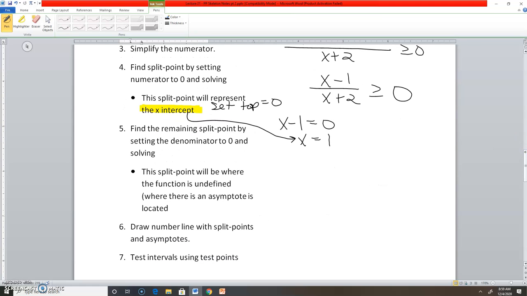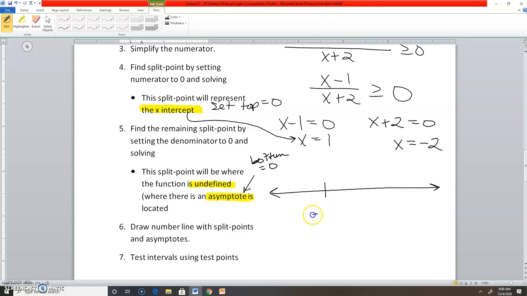Okay, scroll down a little bit more. I also, though, need to find my other split point, which is going to be where the function is undefined, which is an asymptote. And to do that, I'm going to set the bottom equal to 0. Okay, so my bottom is x plus 2 equals 0. Okay, gives me an x equals a negative 2. Okay, so two split points are 1 and our negative 2. Again, remember these are not our answer. To find our answer, we're going to need to draw our chart here.